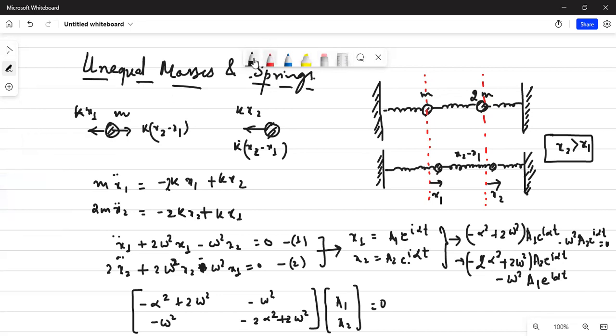So what I have done, in standard 12th also we know that we take k by m as omega square. This is the natural frequency of oscillation. So k is a constant, m is a constant, I have equated it to natural frequency omega square.